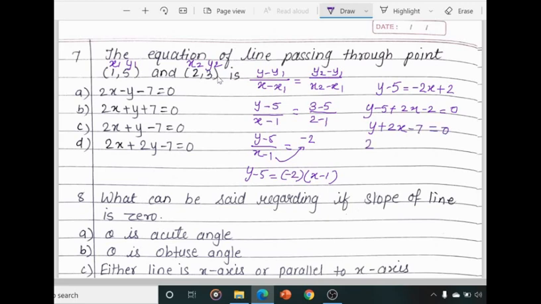Arrange it in the proper format. We get 2x plus y minus 7 is equals to 0. This is the required equation. 2x plus y minus 7. This is the required equation.